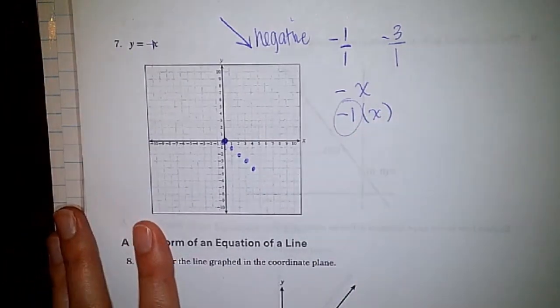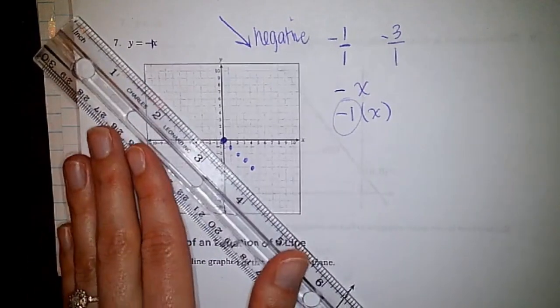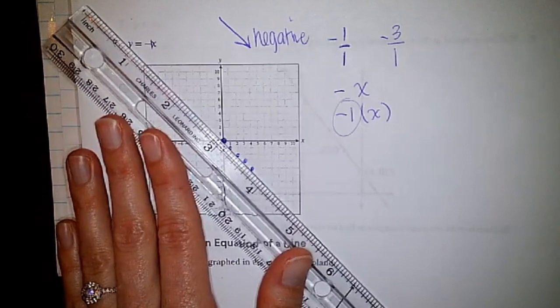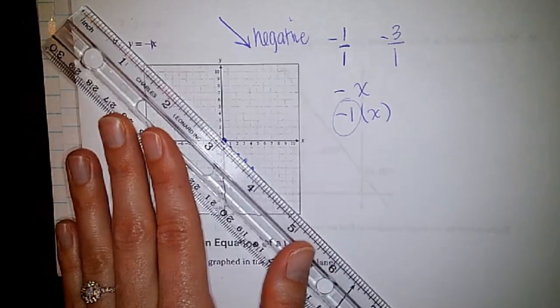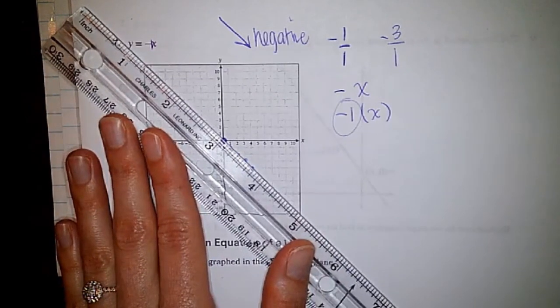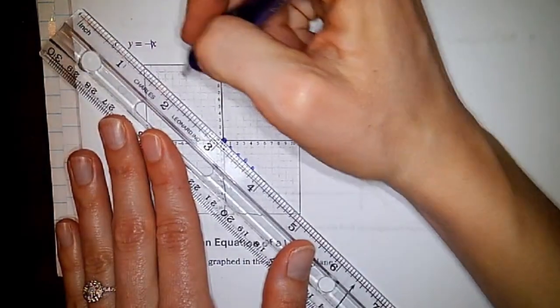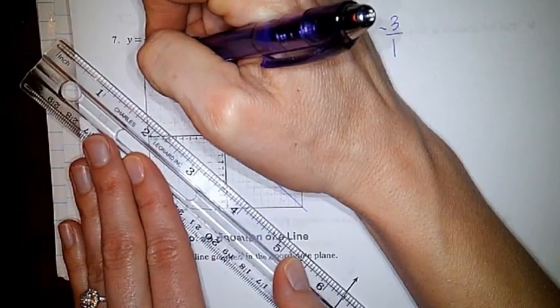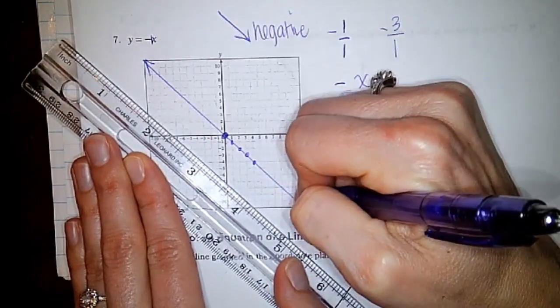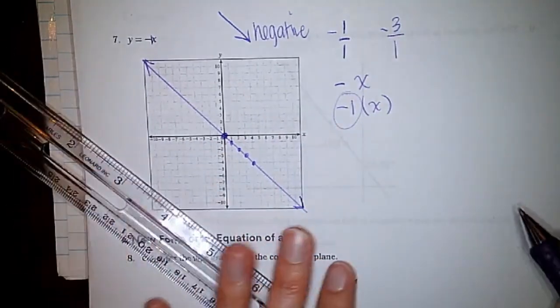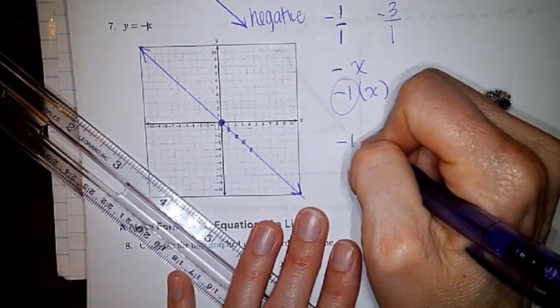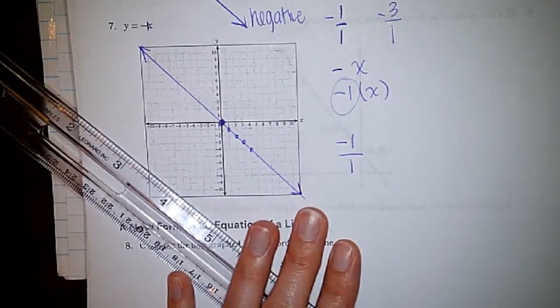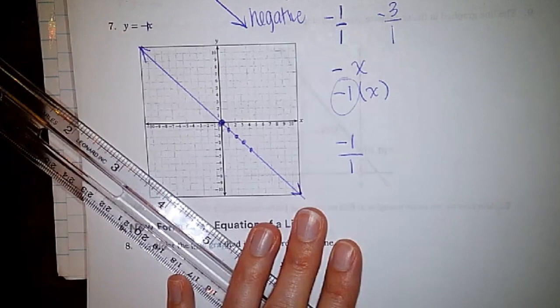What do you mean, where did I get the positive 1? Why did I put it over a positive 1? Okay, what's a negative divided by a positive? What is a negative 1 divided by a positive 1? Negative what? That's where I got the positive 1 from.